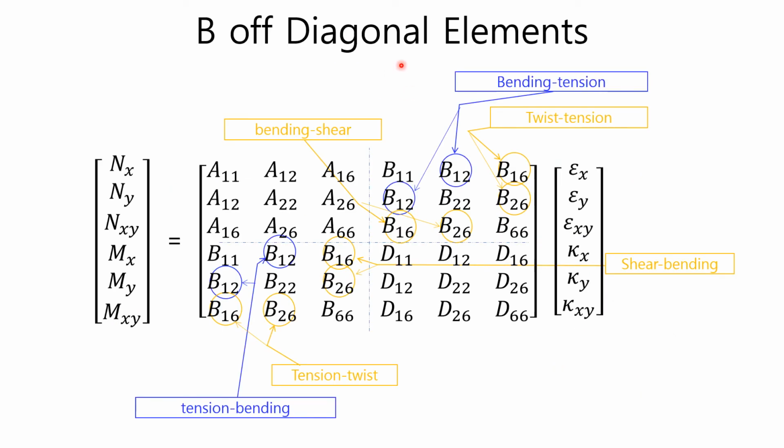In the same way as before, for the off-diagonal elements of B matrices, we have B12 for bending tension, and the B16 and B26 for twist tension, and another B16 and B26 for bending shear, and the other B12 for tension bending, and another B16 and B26 for shear bending, and the other B16 and B26 for tension twist.